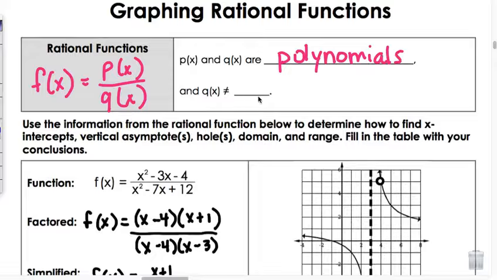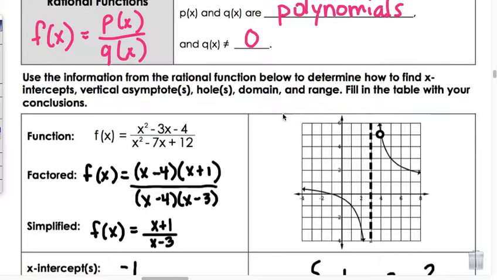And q of x cannot be equal to 0, right? We know that if this denominator is 0, it'll be undefined. It will not work, okay? So that is what a rational function is, for review.